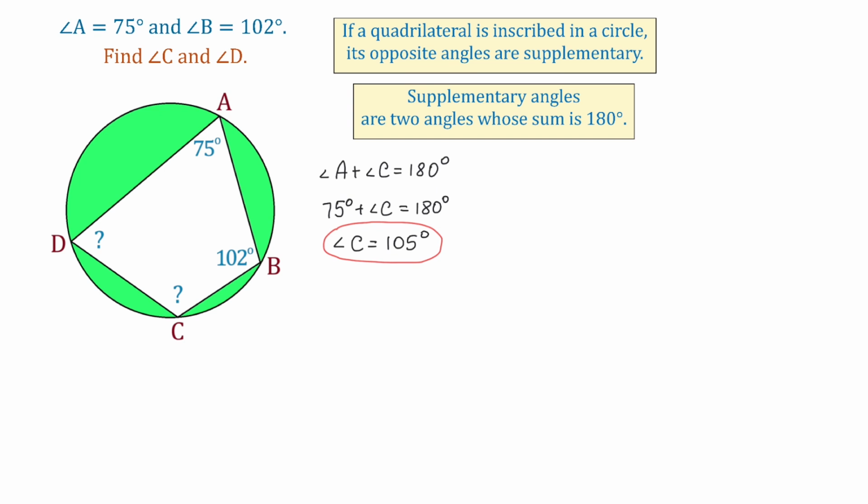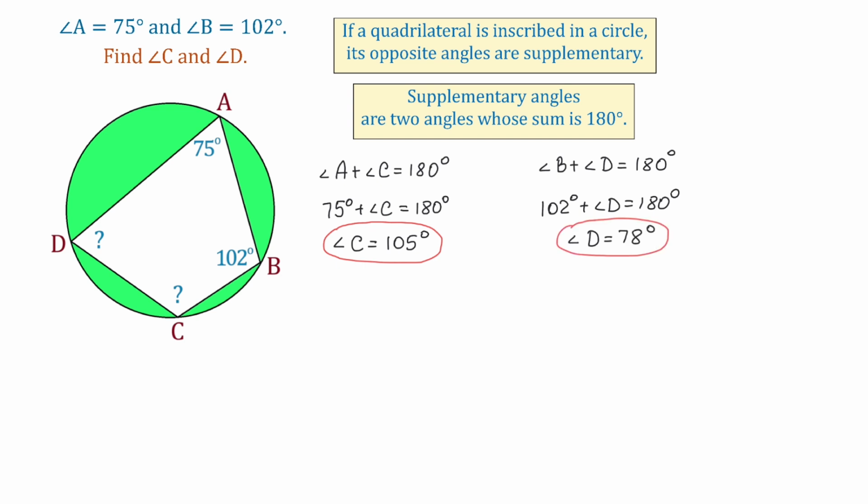Another pair of opposite angles are B and D. Then we can also write that angle B plus angle D equals 180 degrees. We will then replace B with 102 degrees. Then if we subtract 102 from both sides, then angle D equals 78 degrees.